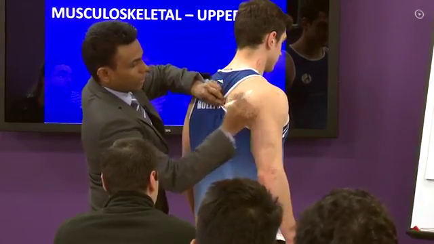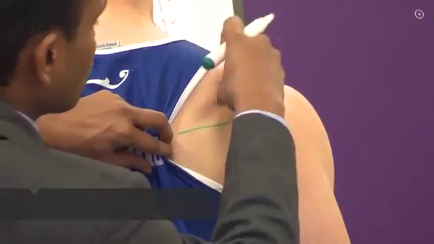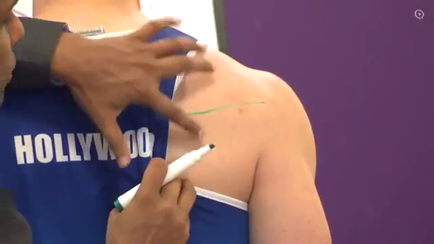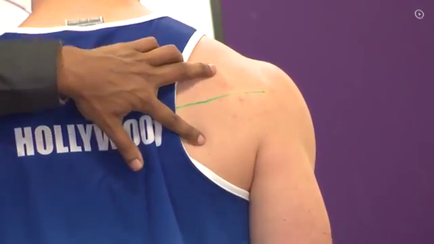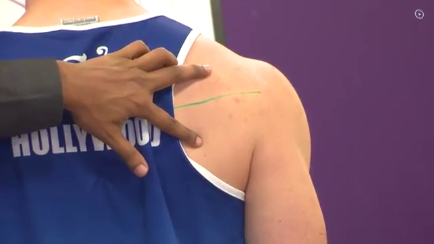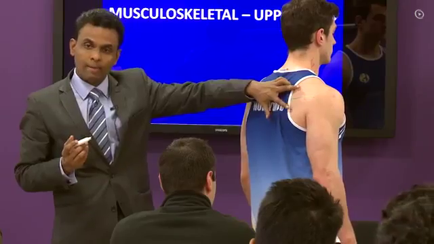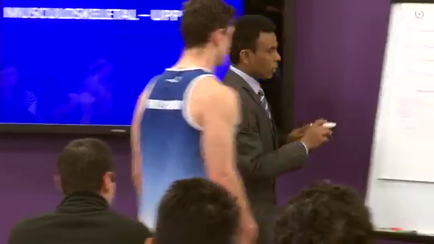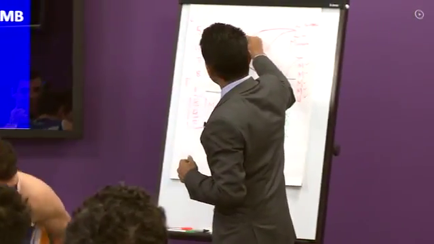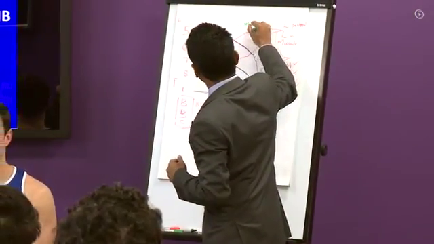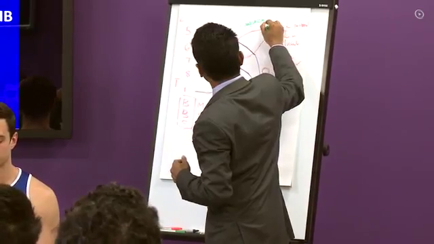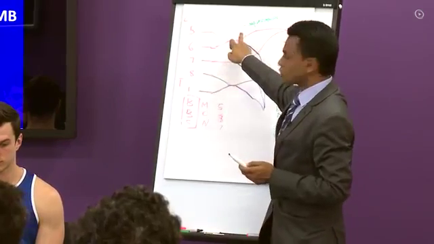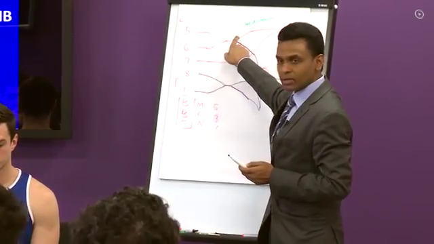So that's the spine of the scapula. Supraspinatus, infraspinatus. What supplies those muscles? Suprascapular nerve. Very good. Where does it come from? From the upper trunk. Very good. From the upper trunk, you also have something called the suprascapular nerve. The suprascapular nerve supplies the supraspinatus and the infraspinatus.